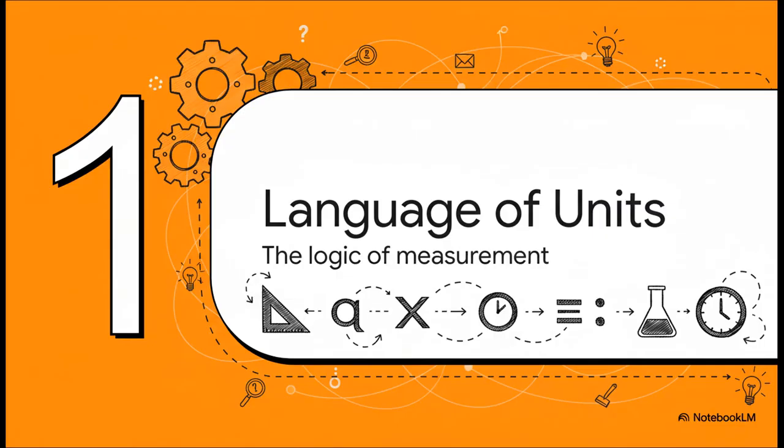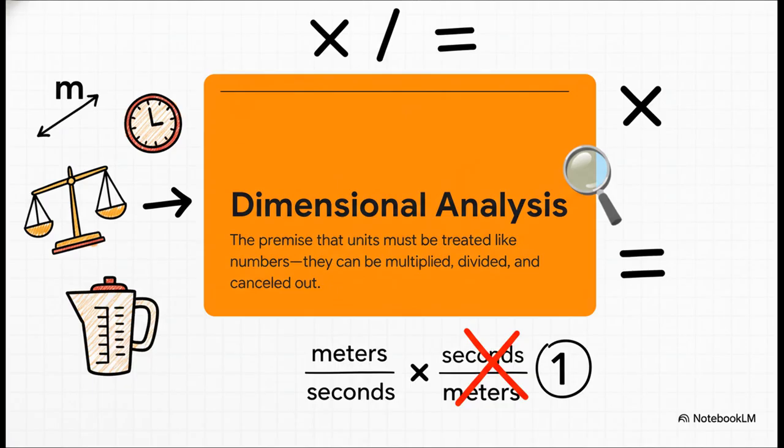All right, Section 1, the universal language of units. This is all about understanding the hidden logic behind our measurements. So, what exactly is dimensional analysis? Well, it boils down to one simple, really powerful idea, and it's this. Units, meters, seconds, grams, gallons, they aren't just labels we stick on things. They act exactly like numbers. You can multiply them, you can divide them, and, this is the key, you can cancel them out. This one idea is the foundation for everything we're about to do.